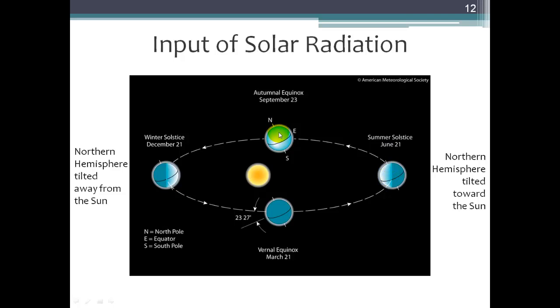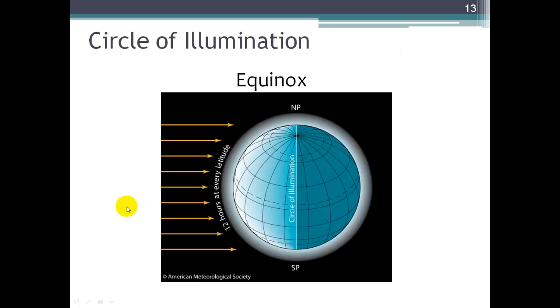The next important date is the autumnal equinox, which occurs around September 23rd. Just like the vernal equinox, all locations on the Earth receive 12 hours of day, 12 hours of dark, and the Sun is directly overhead at the equator. And finally, we have the winter solstice, which occurs around December 21st. Now the South Pole is oriented towards the Sun, so we have longer days in the Southern Hemisphere and longer nights in the Northern Hemisphere.